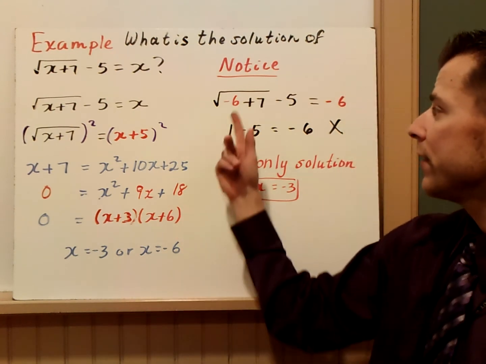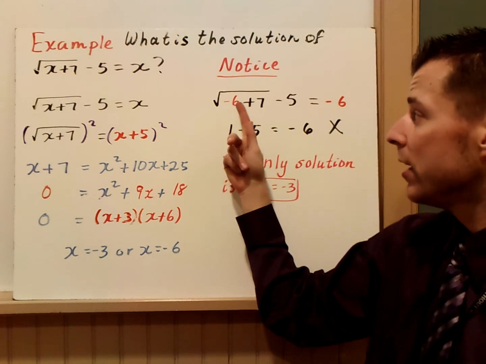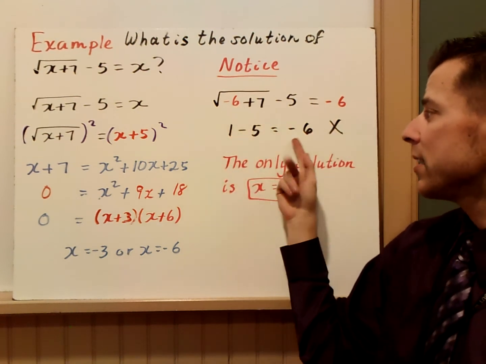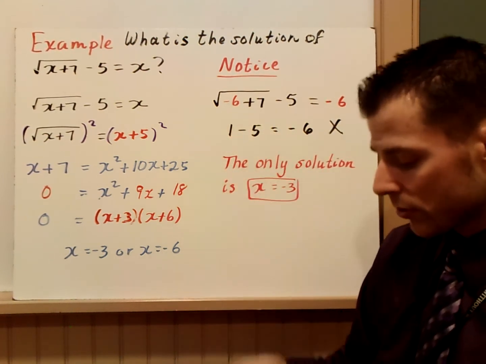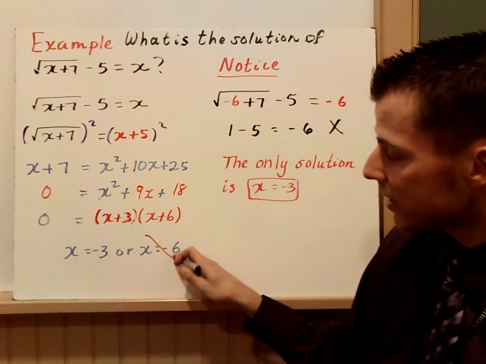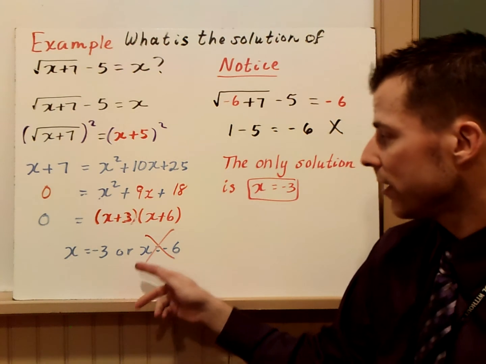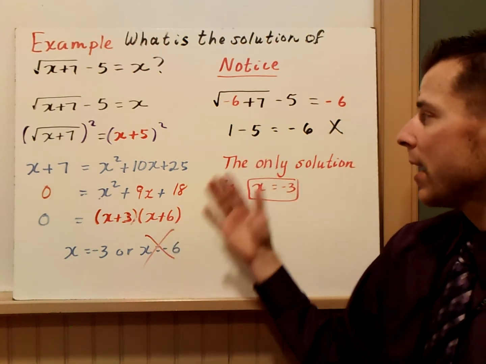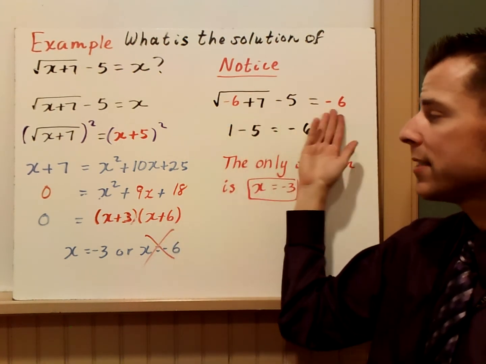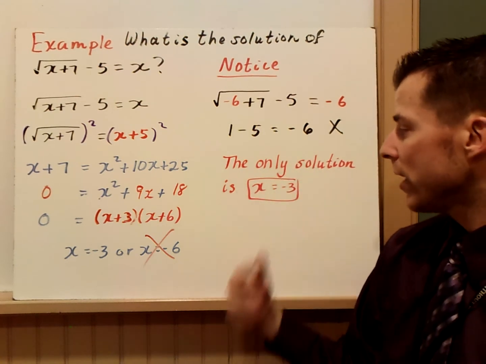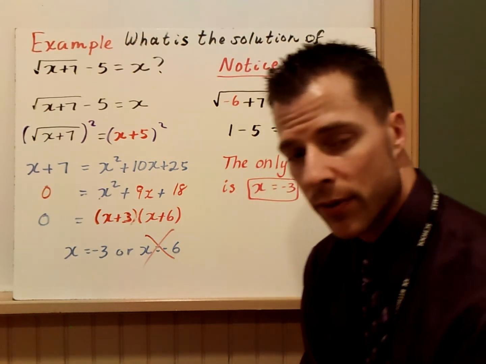What I want to show you is that if I actually check my answer here, and I plug negative 6 in, I get a statement that's not true. So negative 6 actually does not work. That's the extraneous solution. I did all my math correctly, and then I substituted my answer back in to see if it works, and it doesn't. So the only answer to this is x equals negative 3.